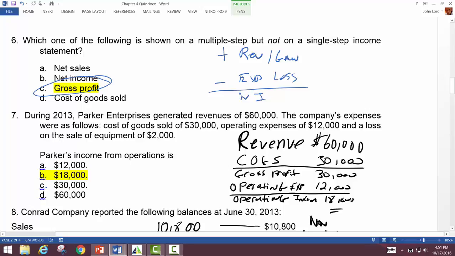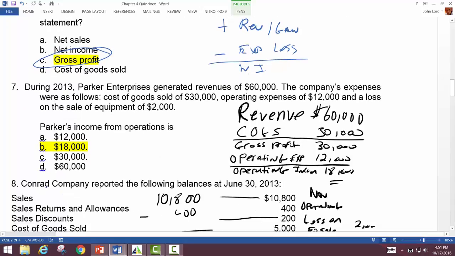Okay, go back. Look at the slides from chapter 4. We went through the multiple step versus the single step. There's a video on that if you were not able to join us for that. You can go back and watch that video, and we go through that whole thing. Okay? All right, good.